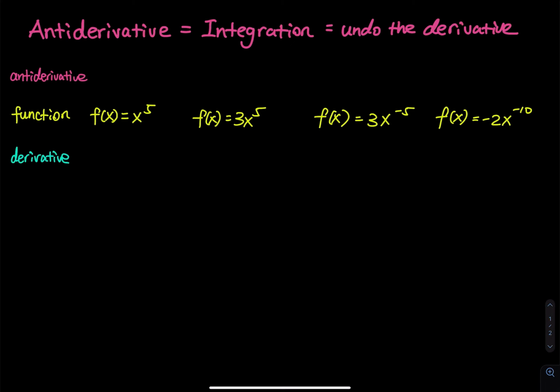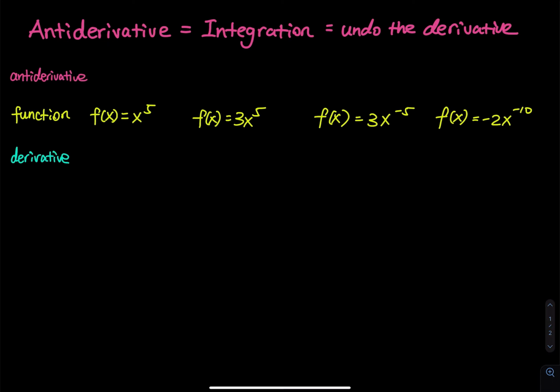Introducing antiderivative. Antiderivative has another name called integration. The prefix anti means reverse and backward, right? So antiderivative means you are reversing the process of derivative. Simply speaking, I would just call that undo the derivative. So we have four functions.